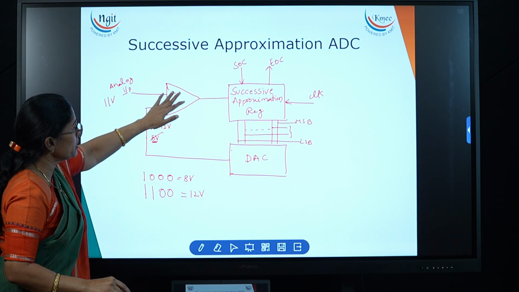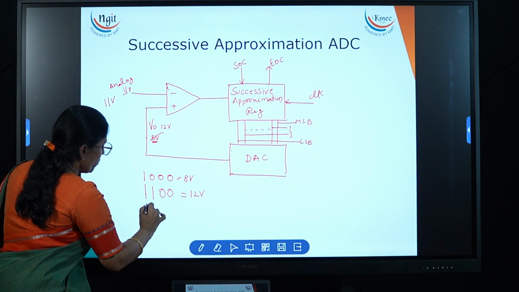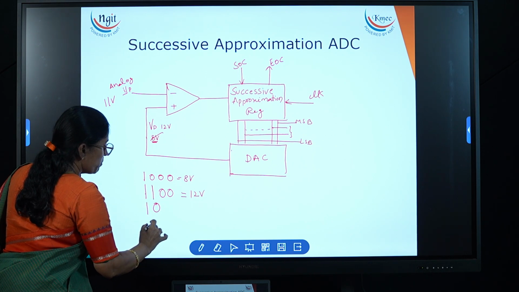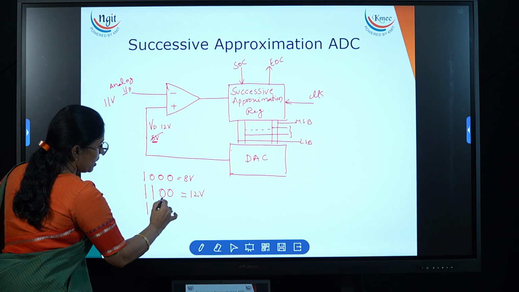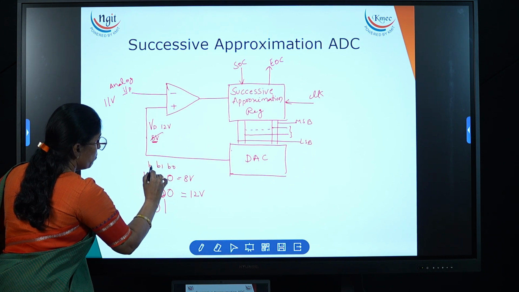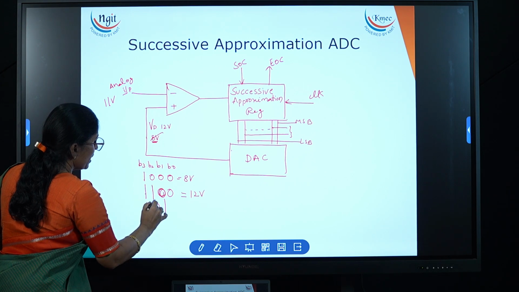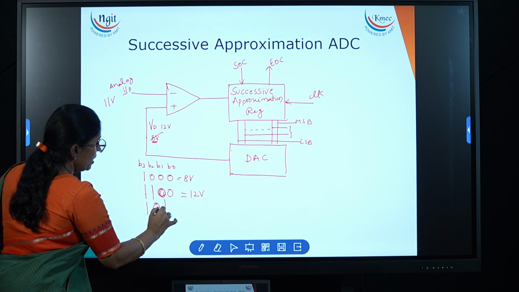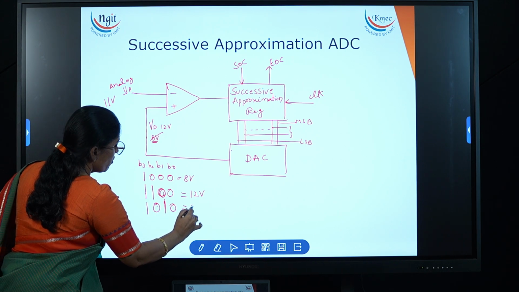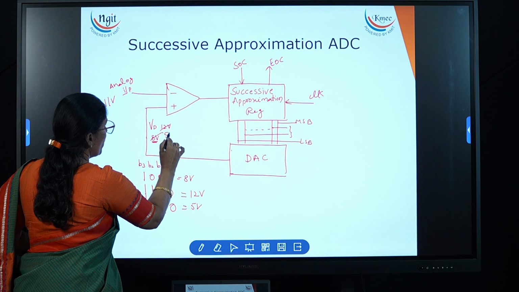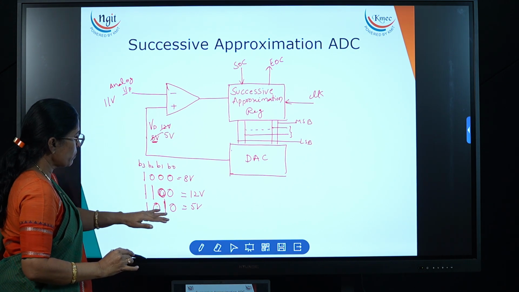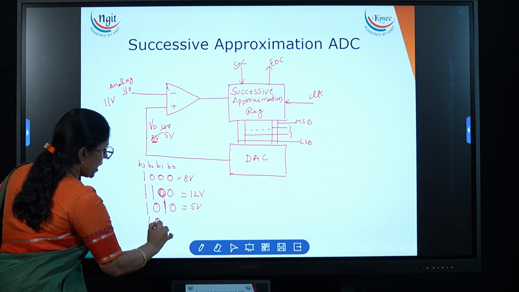So now what will the successive approximation do? It will keep the MSB bit as it is and reset the next bit. If I take the bits as B0, B1, B2, B3, it will reset B2 and set the next bit, B1, which is nothing but 5 volts. Now this time it will compare 5 volts with 11 volts. Now 11 volts is more, that's why it will keep this bit as it is.